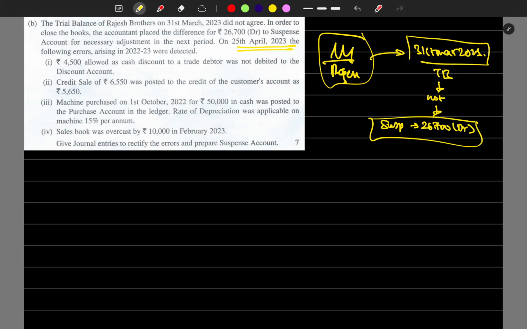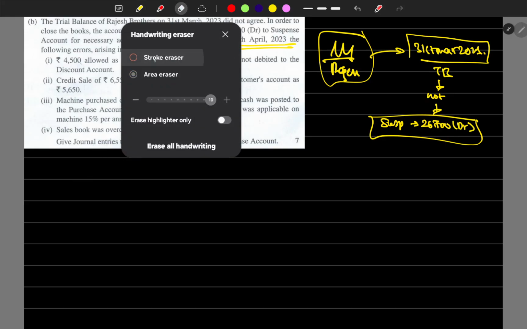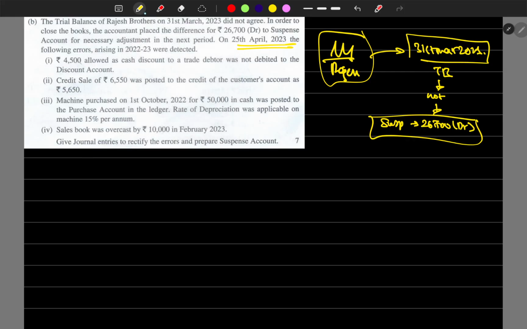So how do we have to rectify the errors? What are all the errors now? When it comes to rectification of errors, we have to put 3 columns: correct entry, wrong entry, which is actually given, and rectify, how you rectify. That is the rectification entry.